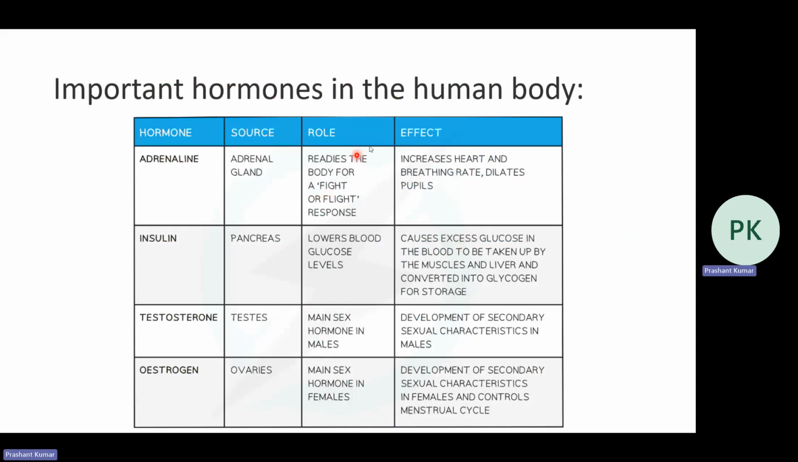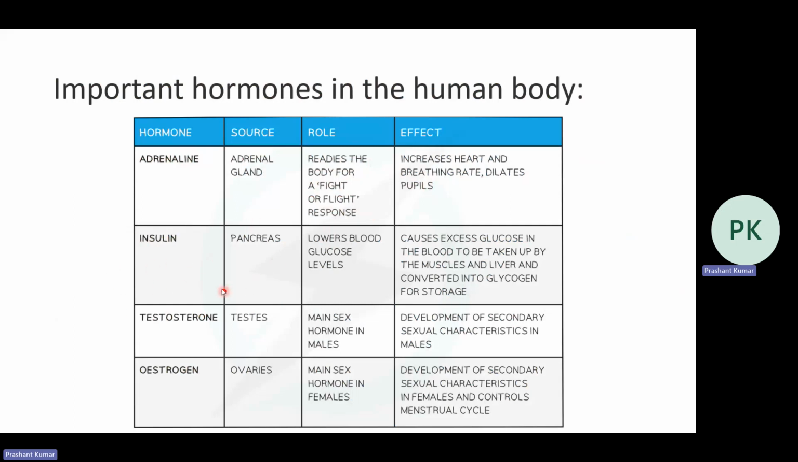Important hormones in the body and what they do, what is the role and the effect. The first example is the adrenal gland. Source is the adrenal gland, and the hormone is adrenaline. Role: prepare the body for unusual conditions like fight or flight. How they affect: they increase the heart rate and breathing rate so that more oxygen is taken in by the body, so that it can respire and provide continuous energy.